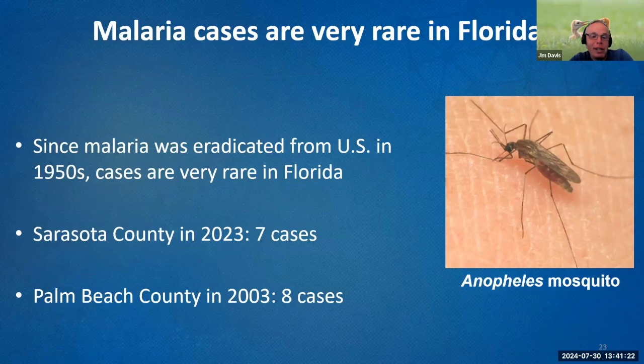Since malaria was eradicated from the U.S. in 1950, cases are very rare. But Sarasota County in 2023 had 7 cases. Palm Beach in 2003 had 8 cases. So that's a little bit disturbing, that we're having a slight emergence, even though it's not a lot. But let's go back to one thing the United States does very well, which is mosquito control. If we didn't have that, those numbers would probably be exponentially higher.